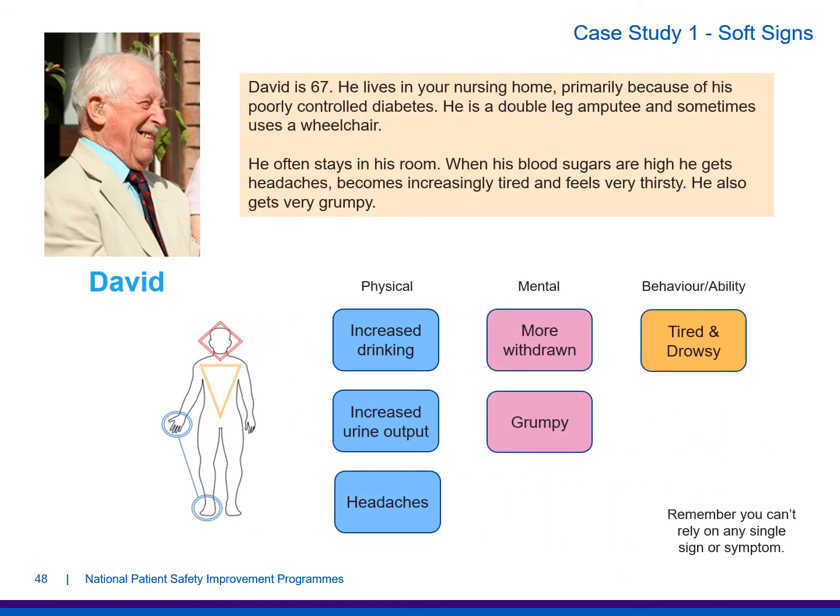We can sort them into the categories of physical, mental, behaviour and ability, and some people find that useful. It's not essential though. We've noted here 6 things that are not normal for David, or are normal for him when he's deteriorating. But when he's fine, he doesn't have these issues.